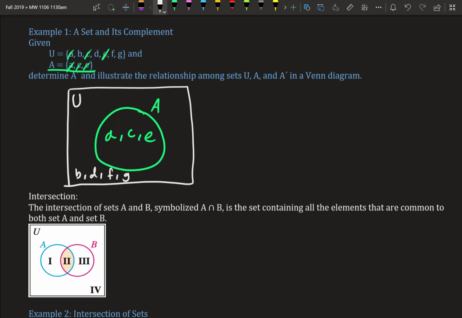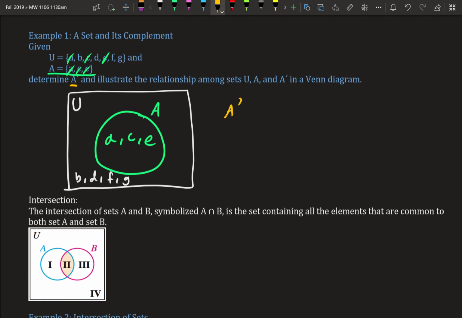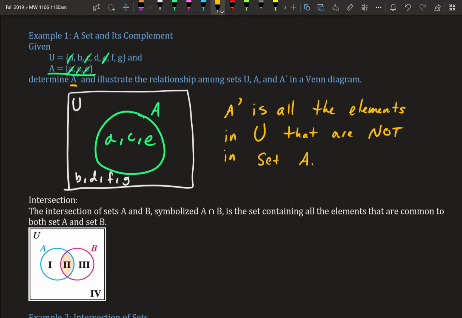So the complement of A, what that is asking, is all the elements in the universal set that are not in set A. So the ones that are not in set A are B, D, F, G. So the complement of A, which is what's not in A, is the set B, D, F, G. So it's asking what's not in the circle of A. That's what it's asking. What's not in that circle.